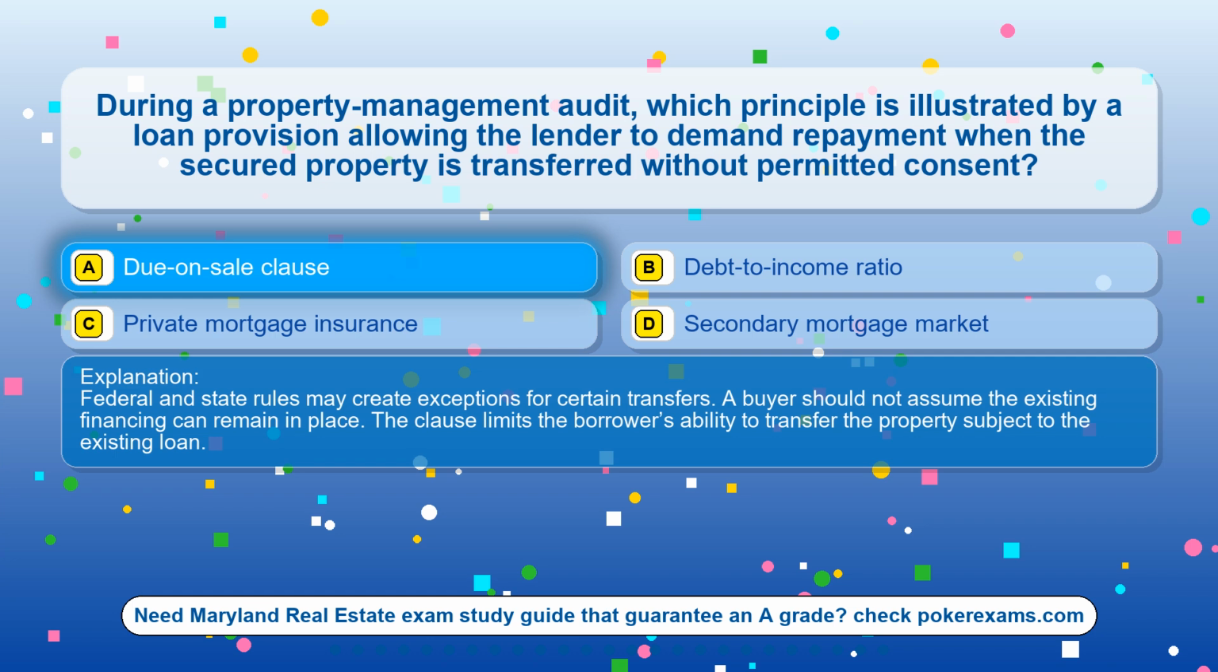Federal and state rules may create exceptions for certain transfers. A buyer should not assume the existing financing can remain in place. The clause limits the borrower's ability to transfer the property subject to the existing loan.